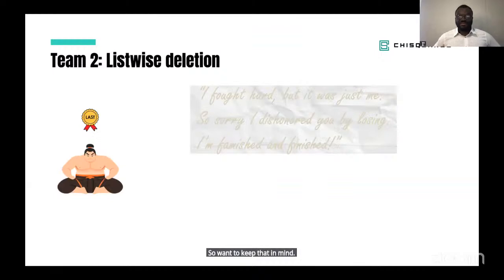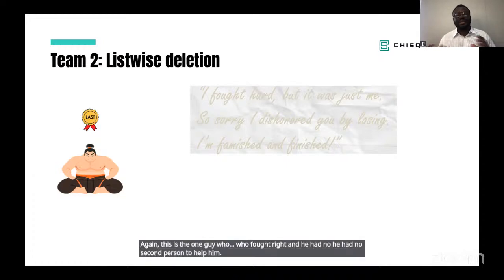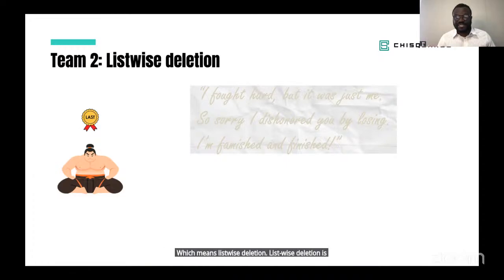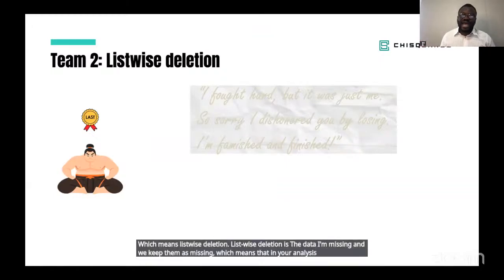All right, here is team number 2. Again, remember, this is the one guy who fought, right? And he had no second person to help him, which means listwise deletion. Listwise deletion is when the data are missing and we keep them as missing, which means that in your analysis, they are thrown out of the picture. So it's only the one guy that is remaining. It's only him that has to fight.